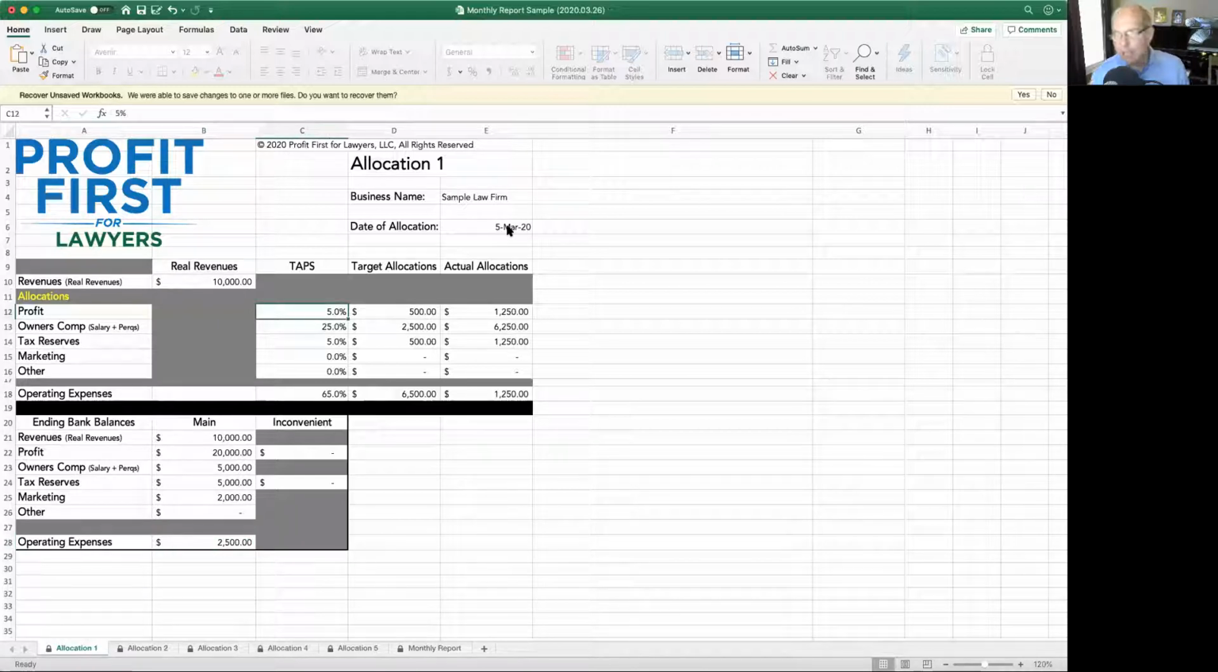And then we go to our TAPs. These are the target allocations that we have for this quarter, right? So they will be the same for each allocation period during the quarter.